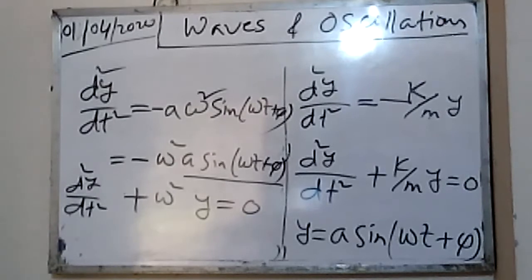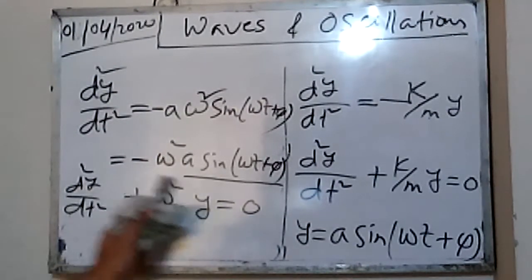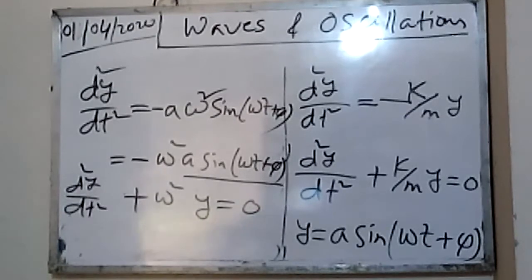And the other conclusion is y equal to a sine omega t plus phi. This is the solution of this equation. The first conclusion is the differential equation that we found from this derivation, the differential equation of simple harmonic motion, and y equal to a sine omega t plus phi is the solution of this differential equation.